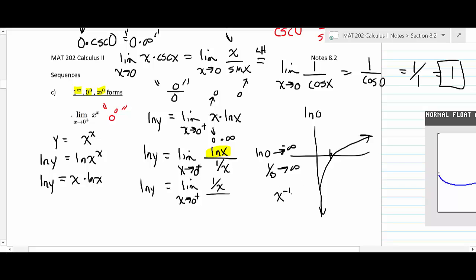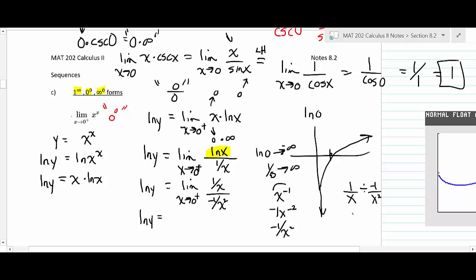Now we still have to do the derivative of 1 over x. So write that as x to the negative 1. So that's going to be negative 1 x to the negative 2. So that's negative 1 over x squared. So you got that. Does that make sense? Bring the ln y down. Don't forget about that.